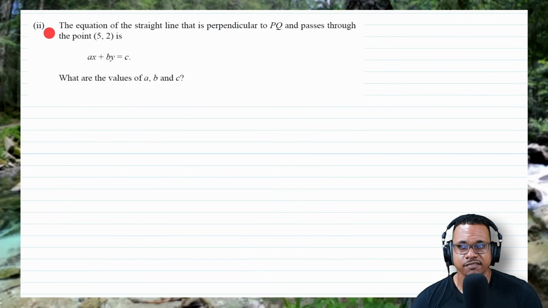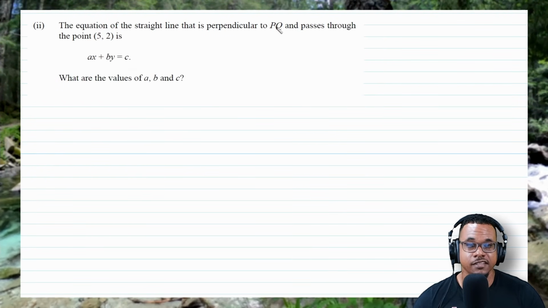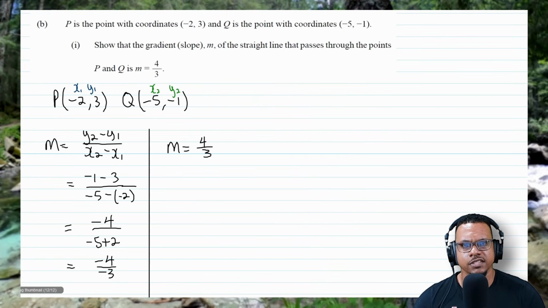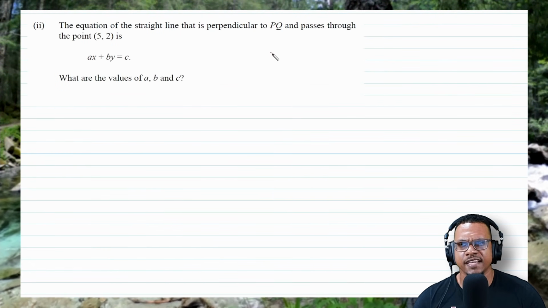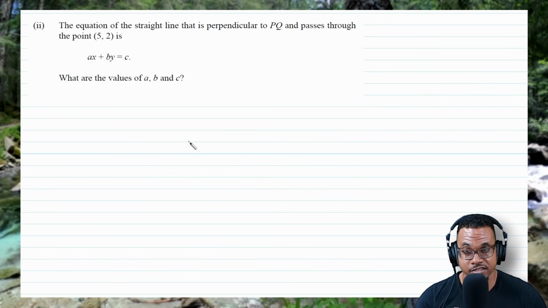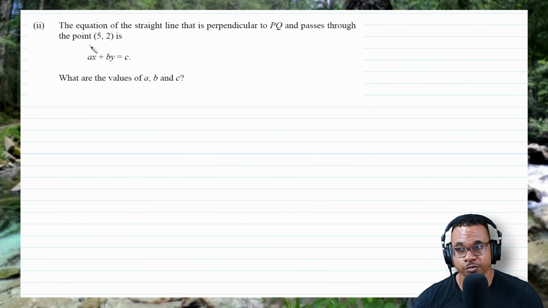So now for part 2, we have the equation of a straight line that is perpendicular to PQ. So let's stop right here. So the line is perpendicular to PQ. We learned previously that the gradient of PQ is 4/3. Therefore, the gradient of a line that's perpendicular to PQ would just be the negative reciprocal of 4/3, which would be negative 3 over 4. And we say that this line passes through the point 5, 2. All right, so we're going to write the equation in this form, and we're going to find the values of A, B, and C. Now, we know if we're going to find the equation of a line, we need two things, the gradient and any point the line is passing through. So we have the point that the line is passing through.